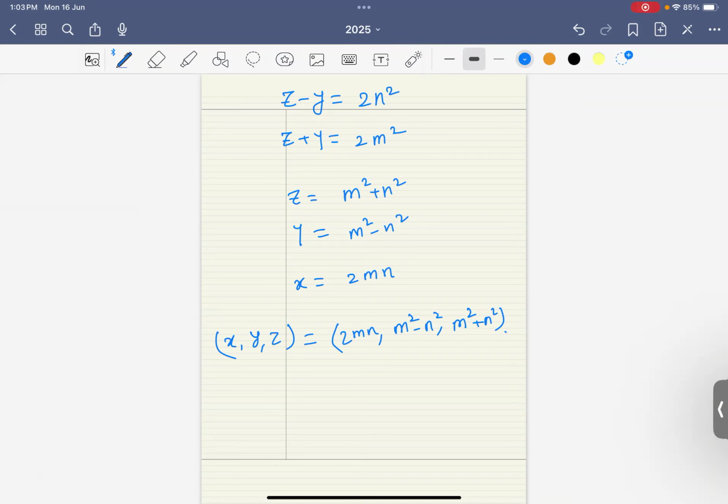Now to make the answer very general, let's multiply this by a number k, because initially we had assumed that the GCD of x, y, z was 1. Let's make that correction. So the general Pythagorean triplet is going to be 2kmn, k into m square minus n square, k into m square plus n square. Right, and that's the general solution.